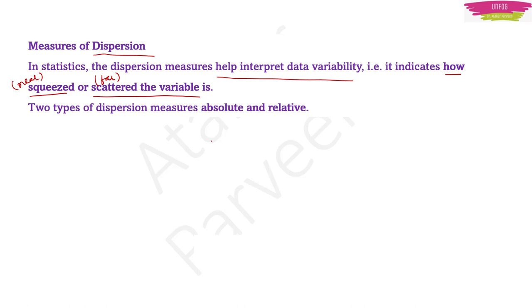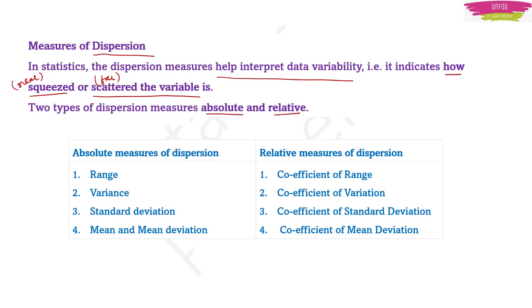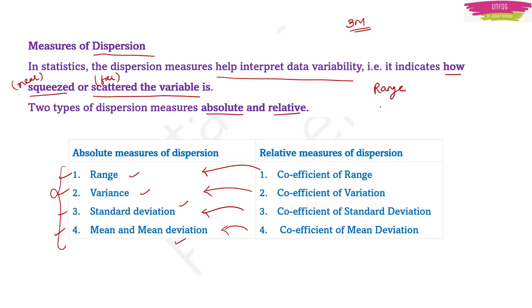There are two types of measures of dispersion. One is absolute, the next one is relative: absolute measures of dispersion and relative measures of dispersion. These are absolute; the relative ones are related to these. Now, like central tendency had three, mean, median, mode, measures of dispersion has four: range, variance, standard deviation, and mean deviation. Now I will discuss everything one by one, but I will not go in order. The order I am going to follow, I will write here. First I will talk about range, then I will talk about mean and mean deviation.